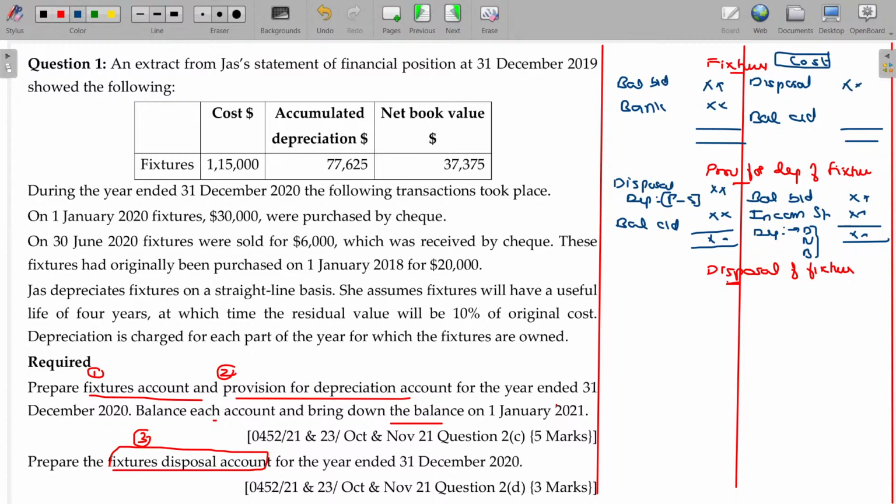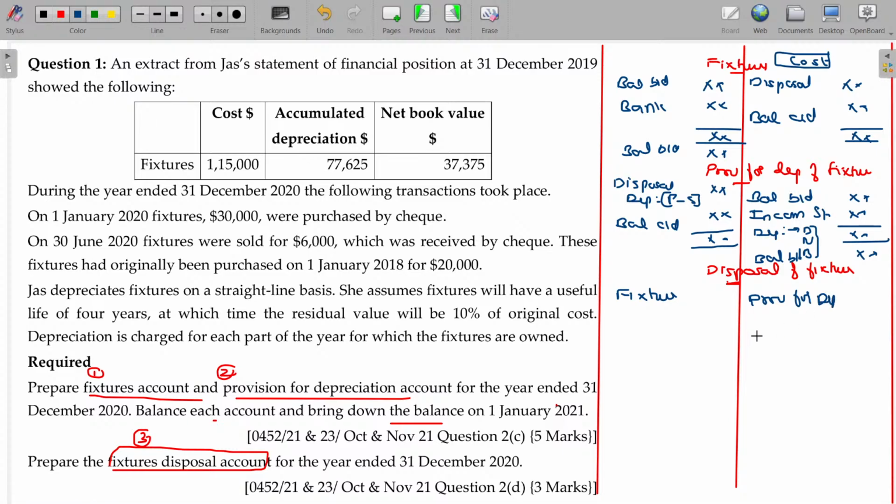Only these items. First, try to understand the format, then you can solve this illustration easily. Bring down the balance also for the next year. Balance brought down. Similarly here, balance brought down. In case of the disposal of fixtures account, how will this appear? This will go here, fixtures. From the original cost, it is transferred here. Similarly here, provision for depreciation is transferred here.